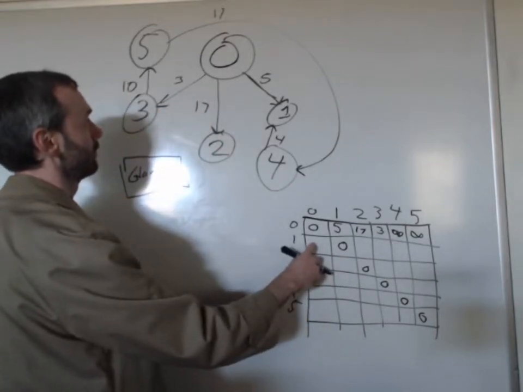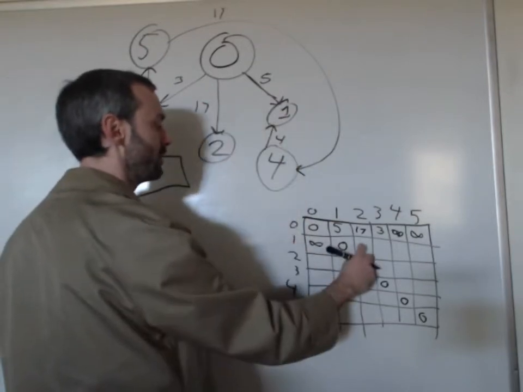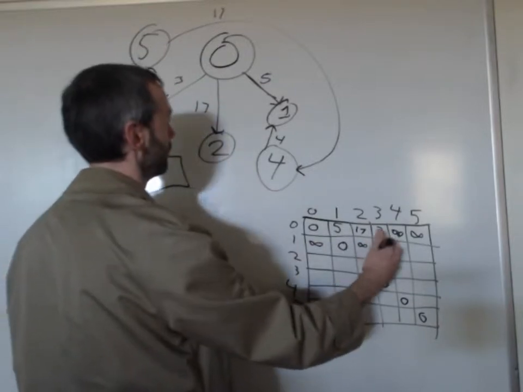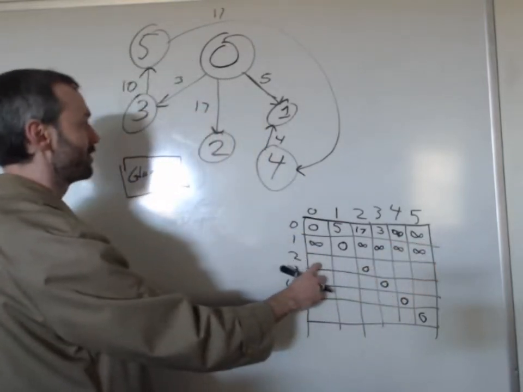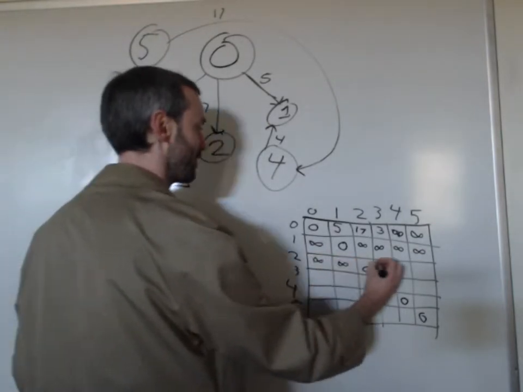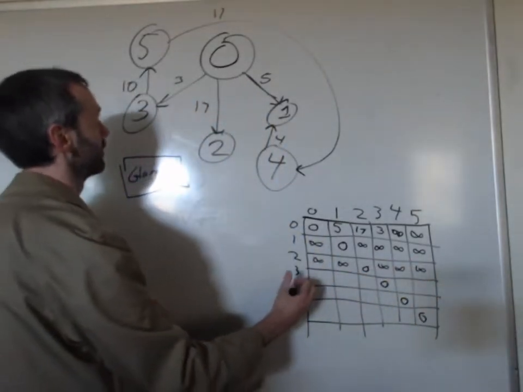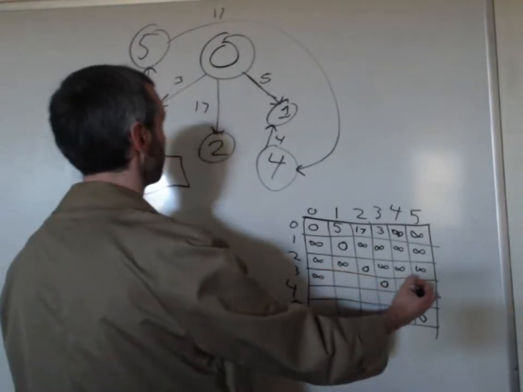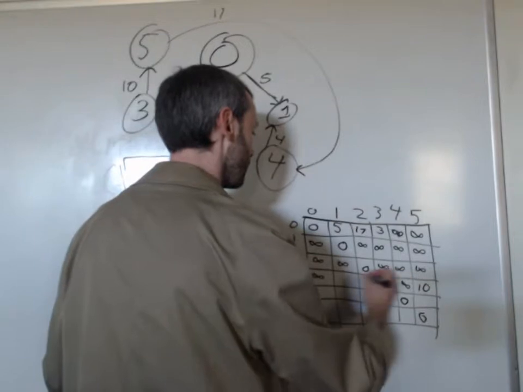1 to 0? Yep, still infinite, because remember these are directed. 1 to 2? 1 to 3? Infinite. Once you're at 1, you're kind of stuck. All right, 2 to 0? Infinite all the way. 2 is also stuck. How about 3 to 0? Infinite. Only 3 to 5 has a number, and it is 10. I think you're starting to see what the problem here is.